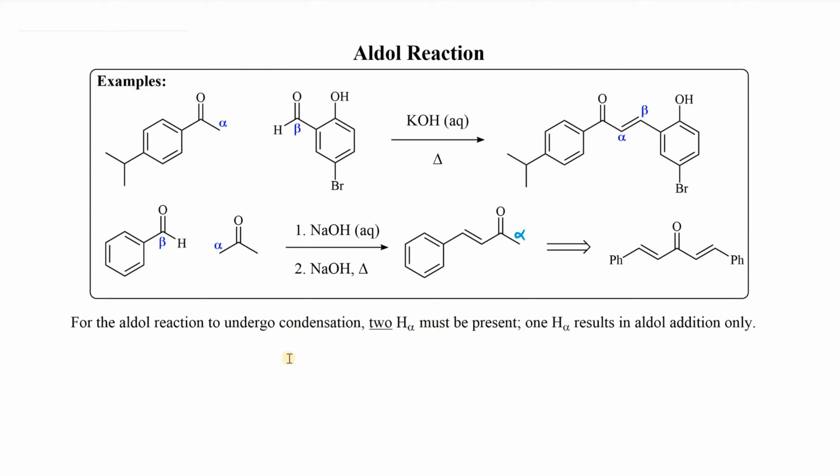Now, for the aldol reaction to undergo full condensation to form the alpha-beta unsaturated carbonyl, we need 2 alpha protons. If only one is present, the addition product only forms. And later we'll see why we need this additional alpha proton. So now let's look at the mechanism.